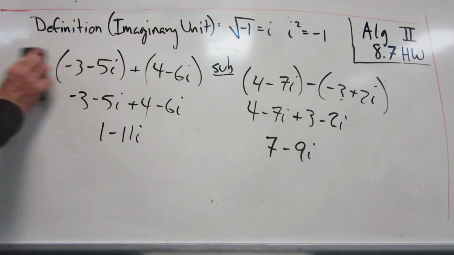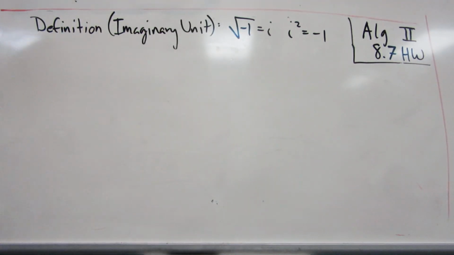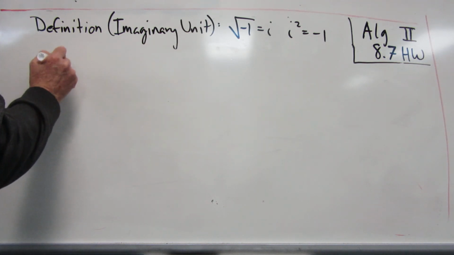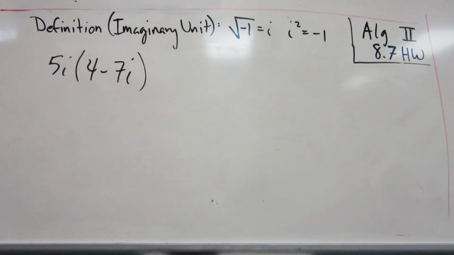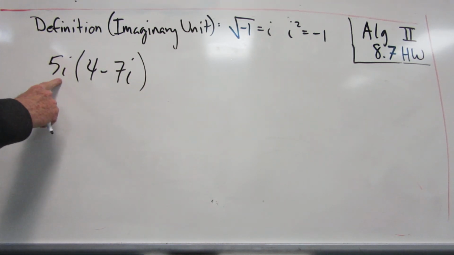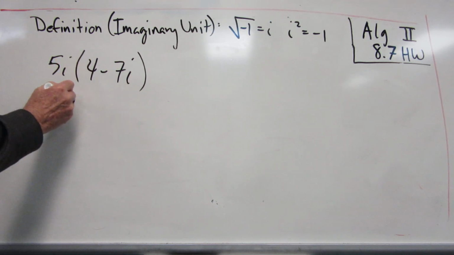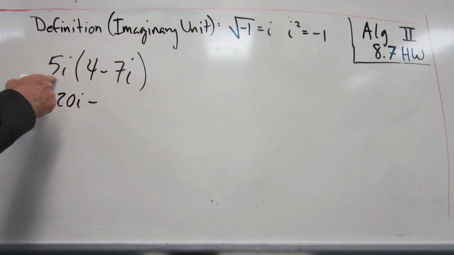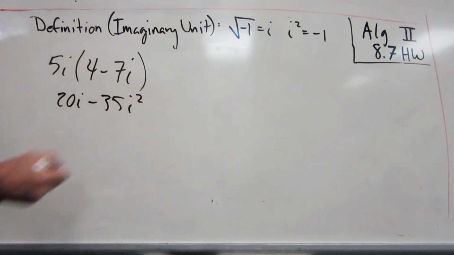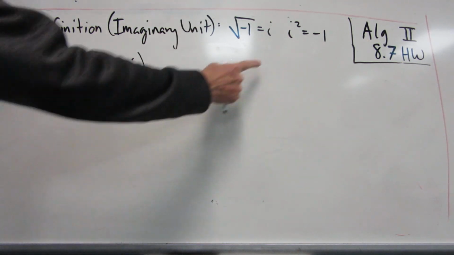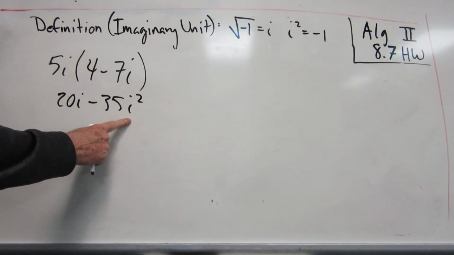Well, how about multiplication? Let's take a look at what happens when we multiply complex numbers. So let's say that I have this imaginary number and I am multiplying it to this complex number, right? I'm going to multiply this term to that and this term to that both. Okay, so I'm going to have 5 times 4, 20i minus 35i times i squared. And remember, i squared is negative 1. I can substitute negative 1 for this.